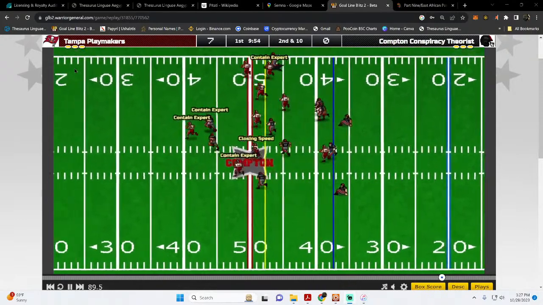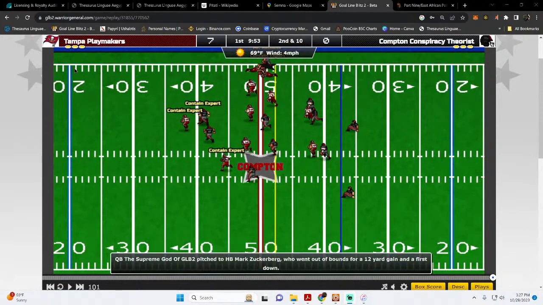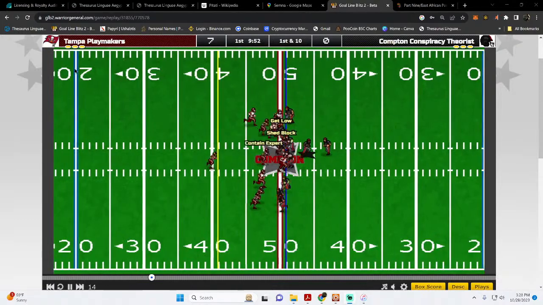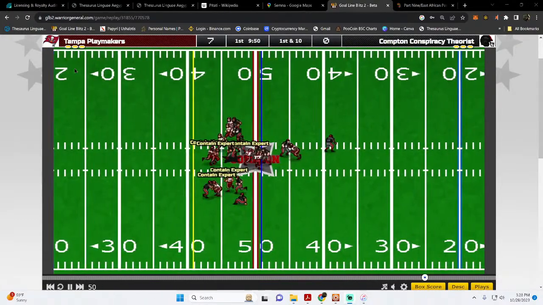Look at my running backs. They do things. Somebody about to get stiffed on. Look, they both couldn't tackle him. My running backs do things. Watch this, coming through the middle.